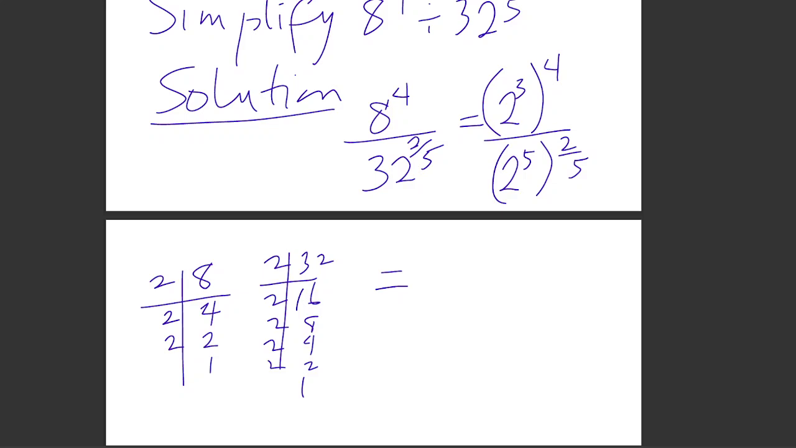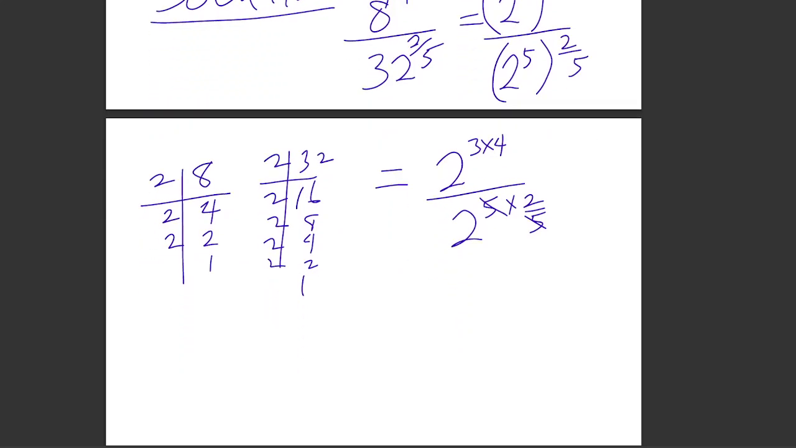So the next stage is for you to now open the bracket. It means 2 raised to power 3 times 4. Then this one is 2 raised to power 5 times 2 all over 5. So the 5, we cancel this 5. Are you with me? Yes, Uncle. So this will mean you have 2 raised to power 12 divided by 2 raised to power 2.